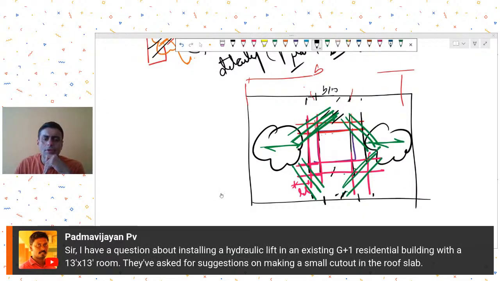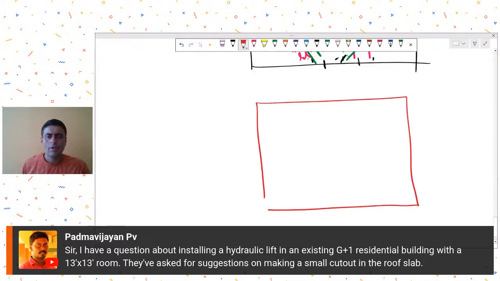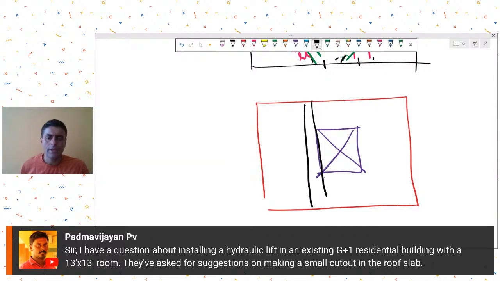He had a question about installing a hydraulic lift in an existing G+1 residential building with a 13 feet by 13 feet room. See, in your case, the cutout will be larger, because in a 13 feet by 13 feet room, the hydraulic lift cutout will be, I guess, at least 5 feet by 5 feet. So it's a large cutout that is going to come. So in this case, I'll suggest you to have actual beams provided. Maybe provide a steel girder to support the slab. So have steel I beams provided.